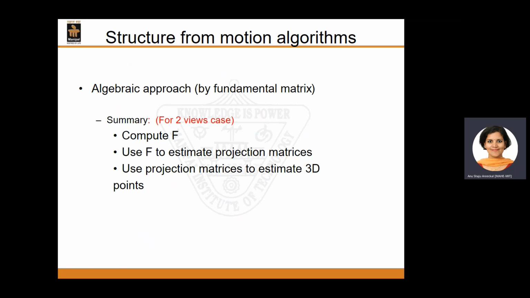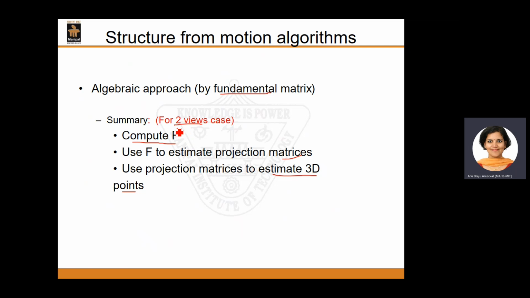So the first method is the algebraic approach, which is found by using the fundamental matrix, right? So in the projective SFM model, we are just looking at the case of two views or two images. The steps are exactly the same, where you compute the fundamental matrix and use it to estimate the camera matrices, and from that you estimate the 3D points using the epipolar geometry. So the basic steps remain the same.